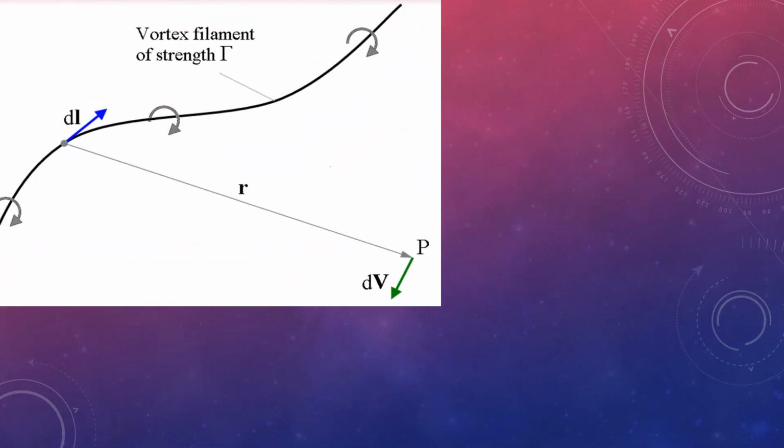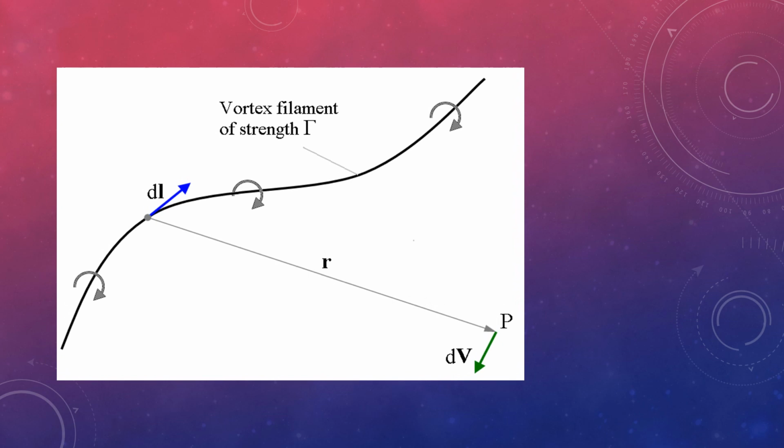So this is the diagram of a vortex filament which is rotating with the circulation of tau, and these are the formulas: dV equals tau dl cross r upon 4 pi mod r cube, or dB equals mu I dl cross r divided by 4 pi r cube.